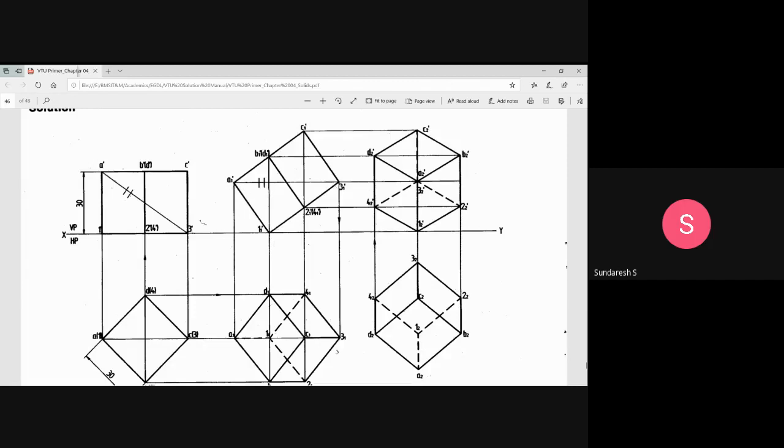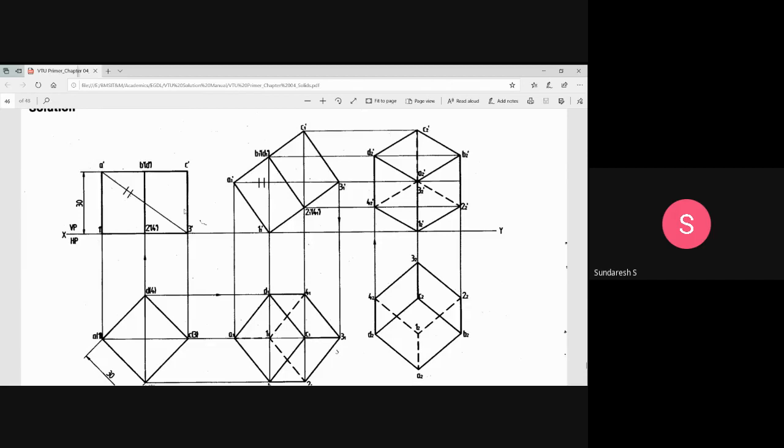I will repeat once again, this construction is a little bit tricky. Be careful. From the first position front view, from 1 dash, draw a perpendicular to the solid diagonal A dash and 3 dash. Okay. Now you have to tilt the cube such that the corner 1 dash should be on the XY line, and A dash and 3 dash should become parallel to the XY line. These two conditions need to be satisfied.